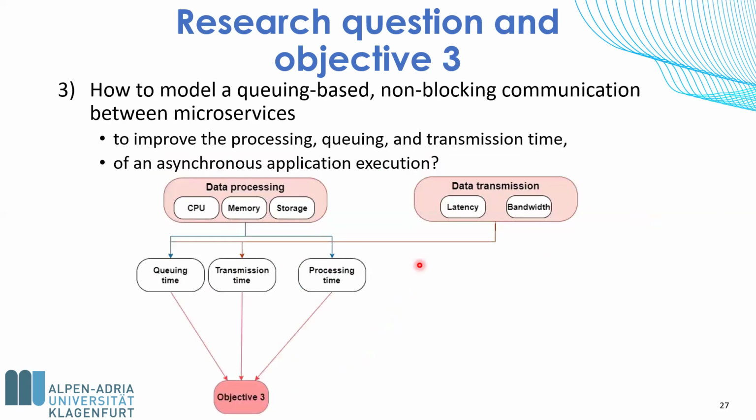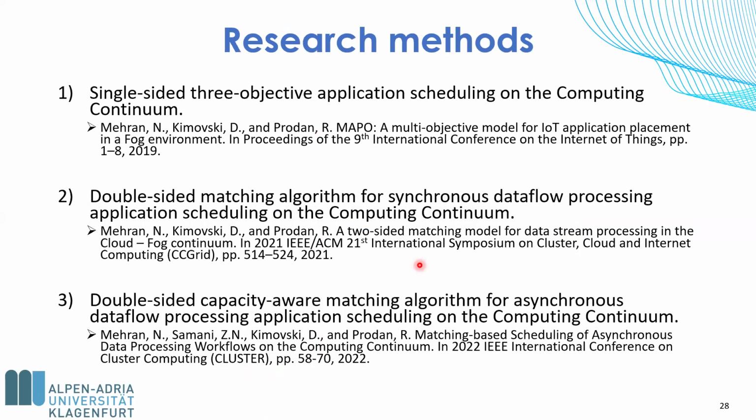So question 3 explores how to model a queuing-based, non-blocking type of communication between the microservices to improve the processing, queuing, and transmission times of an asynchronous application execution.